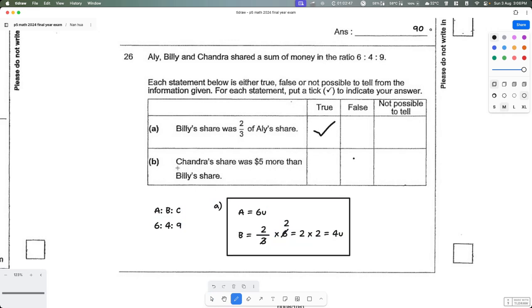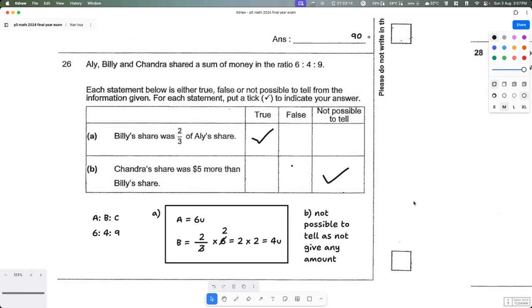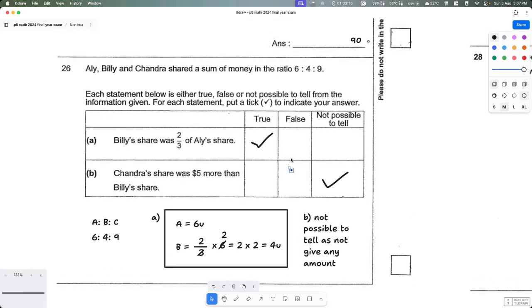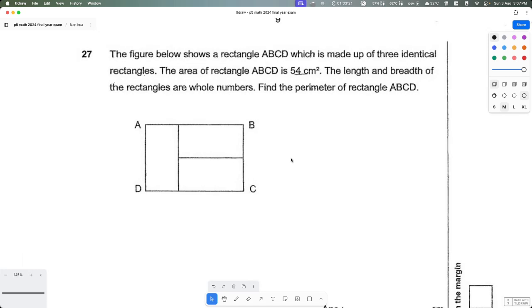Next, Chandra's share was $5 more than Billy's share. The thing here is, not possible to tell. So for this one, I'm going to write: not possible to tell, because we were not given any amount. Okay, let's move on to question number 27.